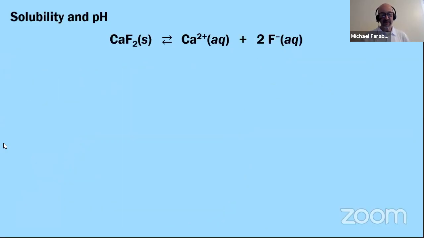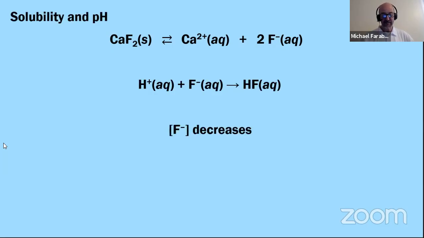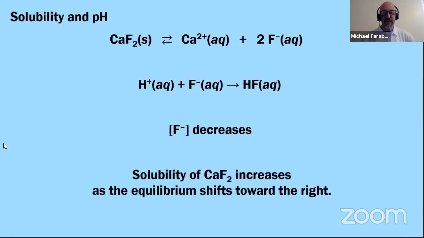So to summarize, for solubility and pH, something like calcium fluoride, this reaction between the fluoride ion, which acts as a weak base, and the H plus ions or the hydronium ions from the acid causes the fluoride concentration to go down. Solubility increases as the equilibrium shifts toward the right.